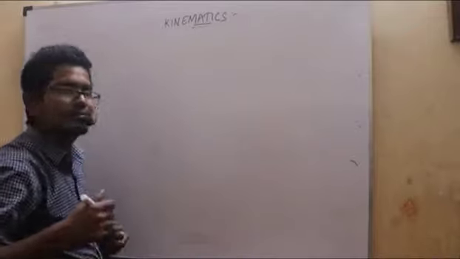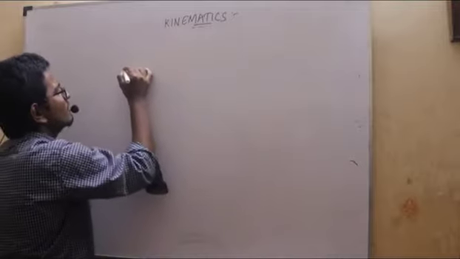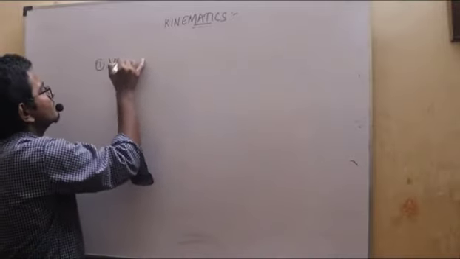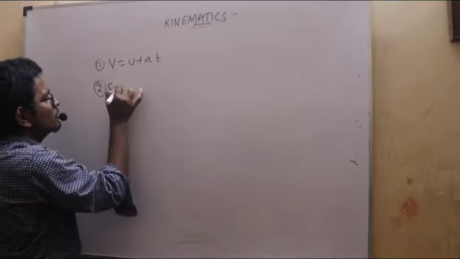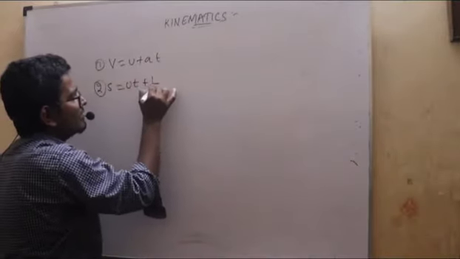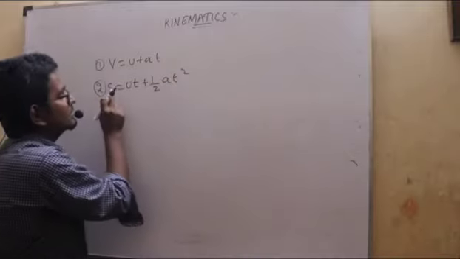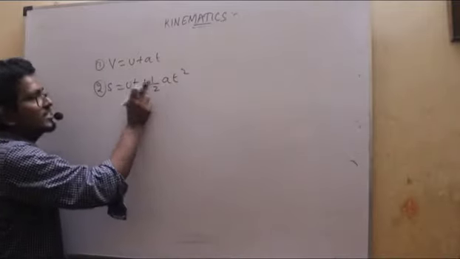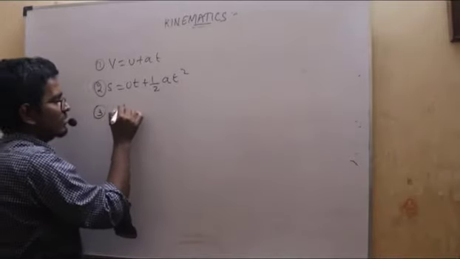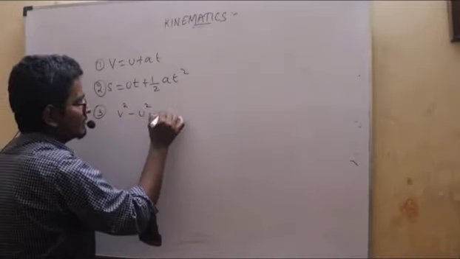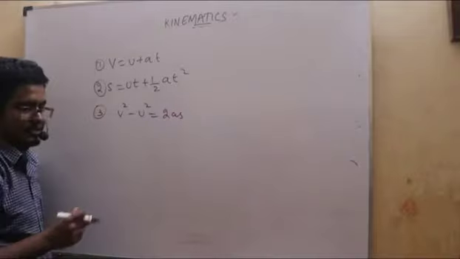You can see here, my first relation is that v is equal to u plus at. My second equation, s is equal to ut plus half at square. It is the displacement and time relation. The first is the velocity and time relation. And my third equation is that v square minus u square is equal to 2as. It is my third relation.